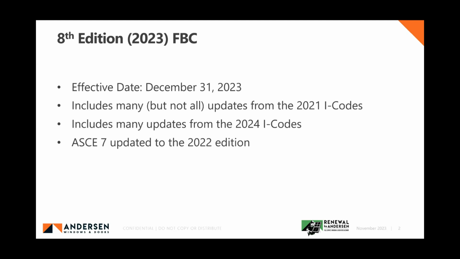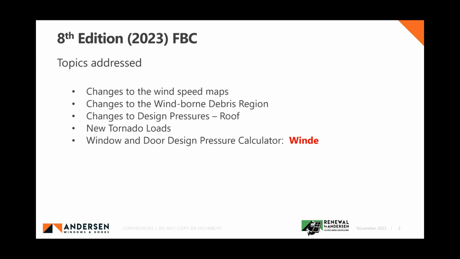Okay, so it includes a lot of the updates from the 2021 international codes, and also includes some updates from the 2024 international codes. The key update is the update to ASCE 7 to the 2022 edition in the 8th edition. And I'll note that the 2021 I-codes are still using ASCE 7-16. The 2024 I-codes have been updated to 7-22, but Florida, being a hurricane-prone state like it is, and wind loads being important, they've already adopted the 2022 edition of ASCE 7.